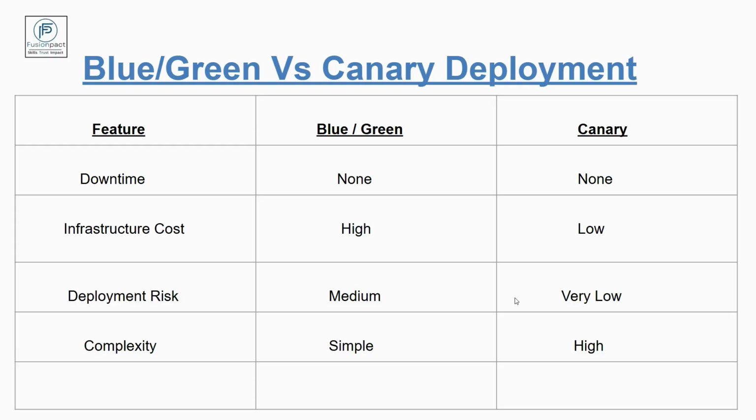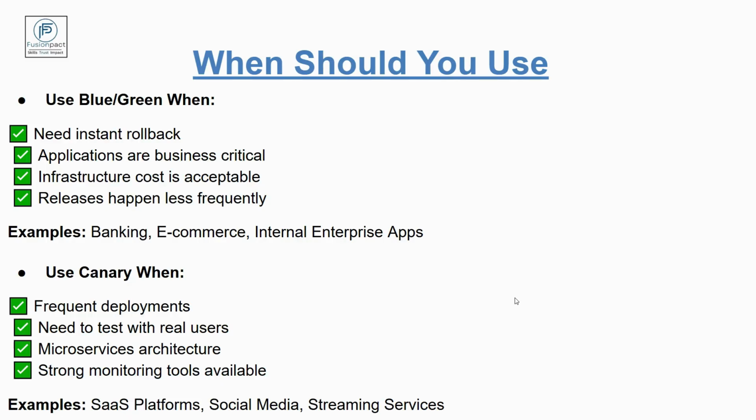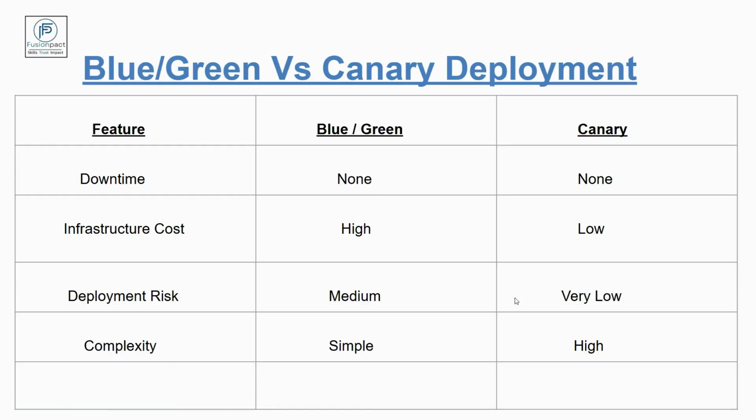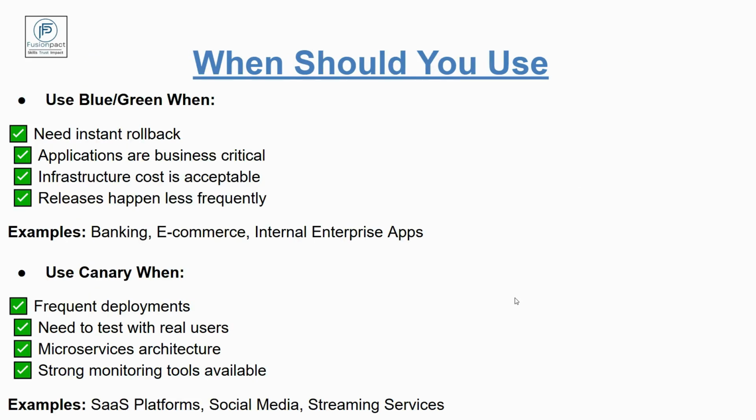The major differences between blue-green and canary: blue-green has zero downtime, and canary also has zero downtime. The infrastructure cost in blue-green is high, but in canary it is low. The deployment risk is medium in blue-green, but in canary it is very low. And the complexity: blue-green is very simple to deploy, but canary is very high because we need to monitor and check everything.